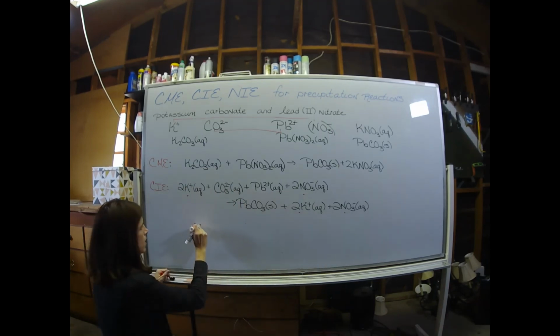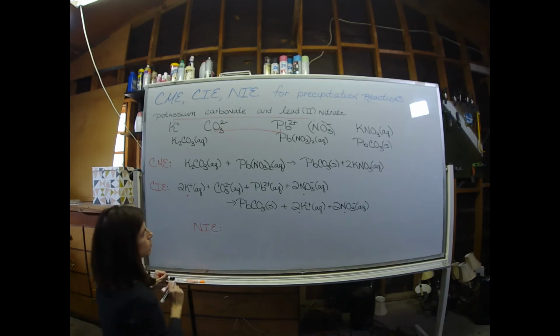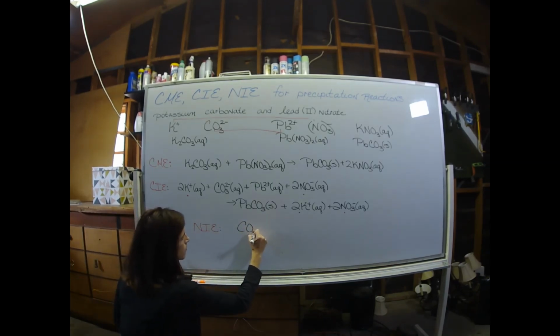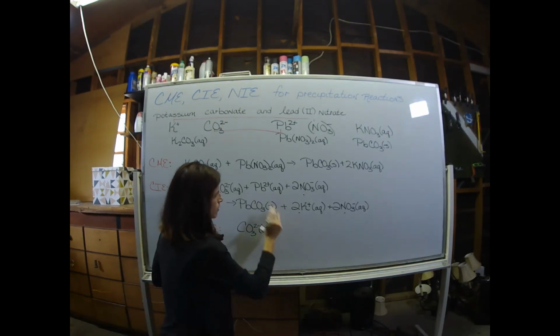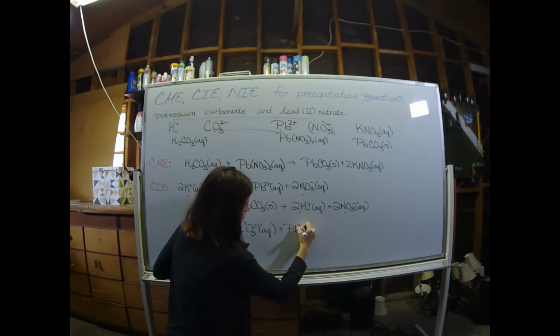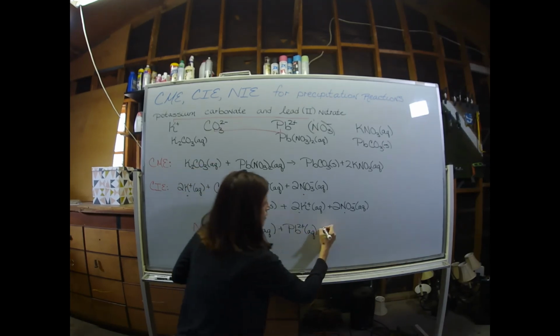So our net ionic equation then will just be carbonate plus lead forming lead carbonate.